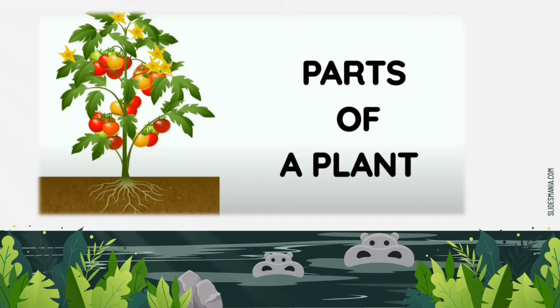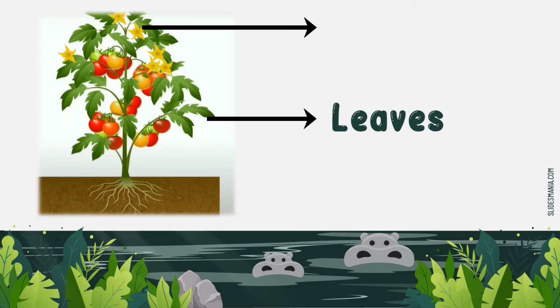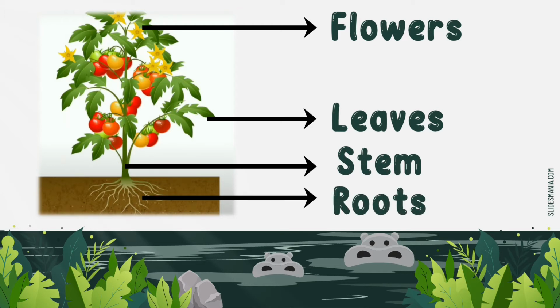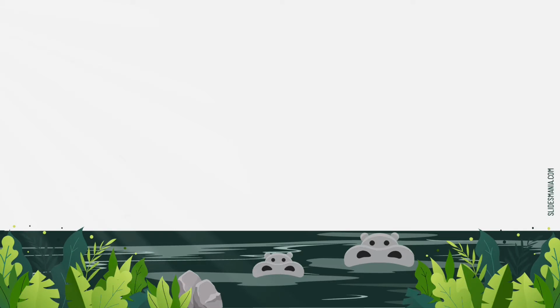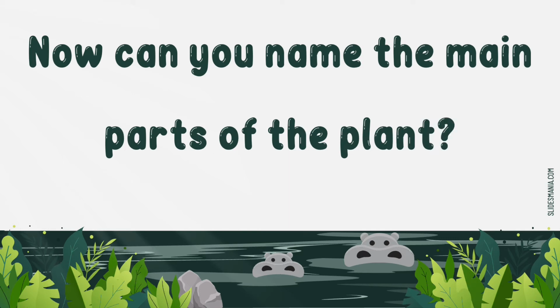Now, by looking at the picture, can you try and guess what are the different parts of the plant? Okay, I'll ask you, what is this? Yes, this is leaves. What about this? The yellow one here. Yes, these are flowers. What about this? It is stem. And what about this? These are the roots. And here you have the fruits. So now can you name the main parts of the plant? Yes, we had roots, stem, leaves, flowers, and fruits.